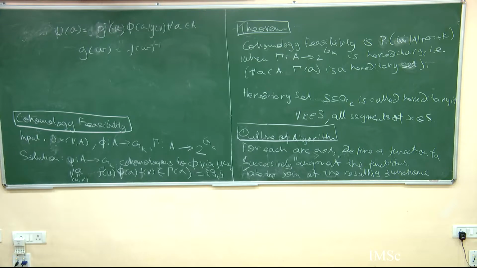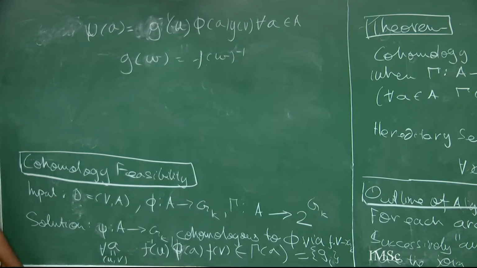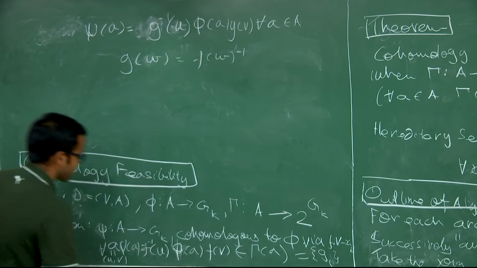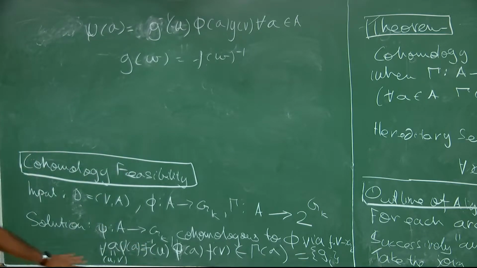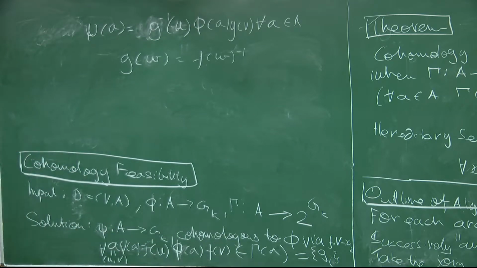So this function has to be cohomologous to phi, and for each arc it has to belong in that set. This is the correct one. This has to belong. This necessarily need not be phi of A. No, this is psi of A. You need to find a function psi of A such that, the way it's given in the paper, this should be in gamma of A. Psi of A should be in gamma of A. Is it true that psi of A is always equal to this?